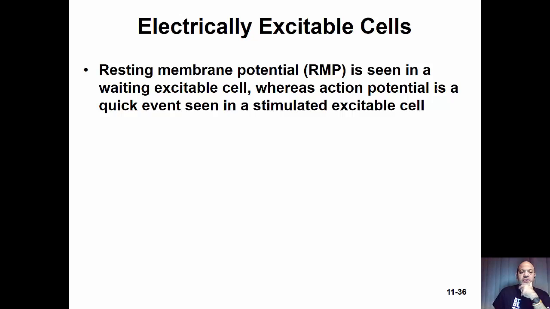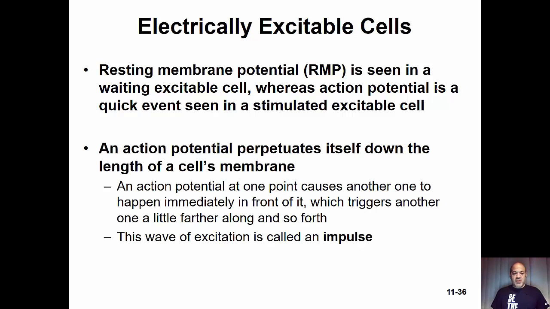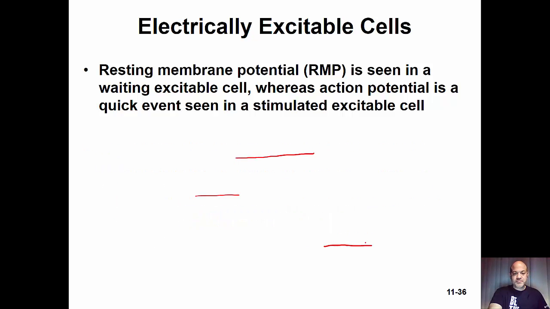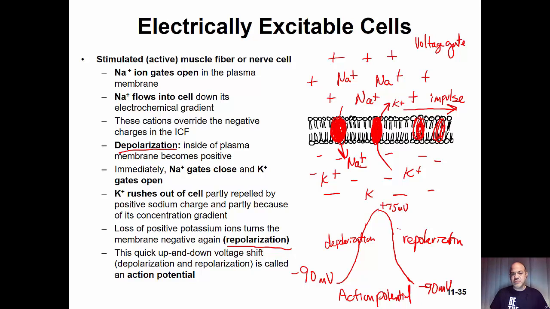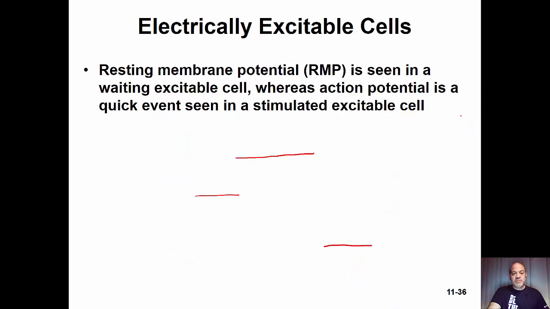So let's go ahead and read off the notes here. It says that resting membrane potential is seen in a waiting excitable cell, whereas an action potential is a quick event seen in a stimulated excitable cell. An action potential is going to perpetuate itself, which I was talking about a little bit ago, down the length of the cell's membrane. So an action potential at one point causes another one happening immediately in front of it, which triggers another one further along the way. This wave of excitation is going to be called the impulse, which I drew a while ago, back over here. So there's your impulse right there moving along the membrane.